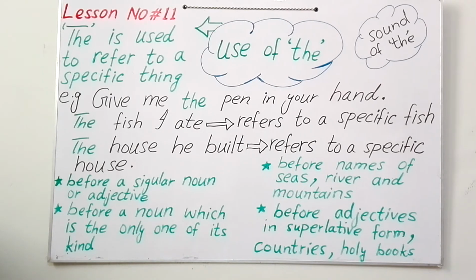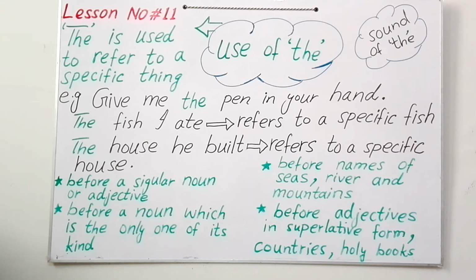Suppose here is an example: give me the pen. You can see properly the pen in the green color in your hand. It means, give me that pen which is in your hand. The other example is the fish.